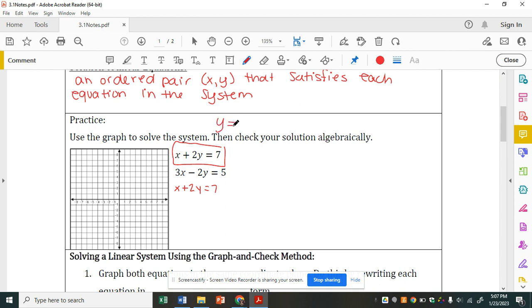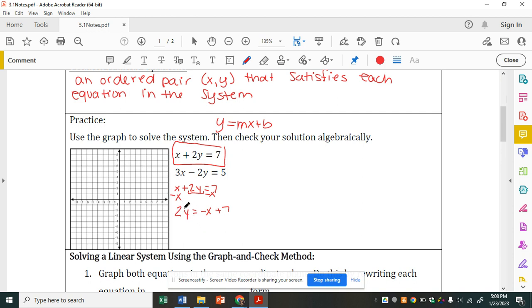So my first goal is to get both of these equations into slope-intercept form, y equals mx plus b, because then it's going to be pretty easy for me to graph that. So my first step, my y is by itself. So my idea is that I want to isolate the y, right? I want to get the y by itself. To do that, my first step would be to move the x over by subtracting it. So I get 2y equals, the x becomes negative because I moved it, and I get negative x plus 7.